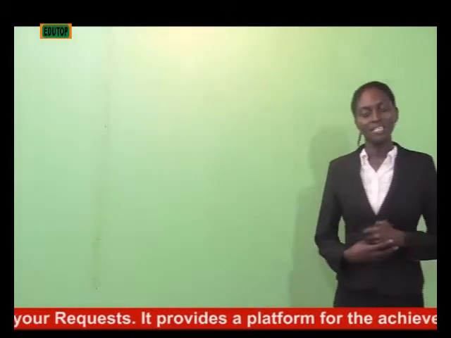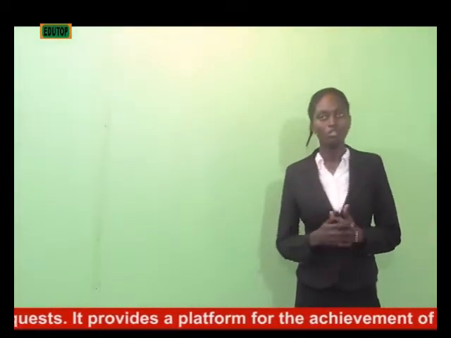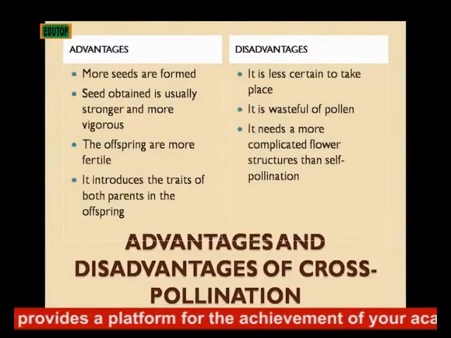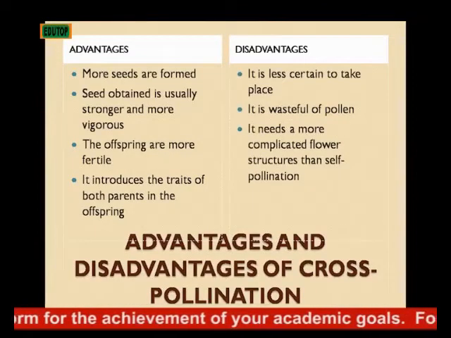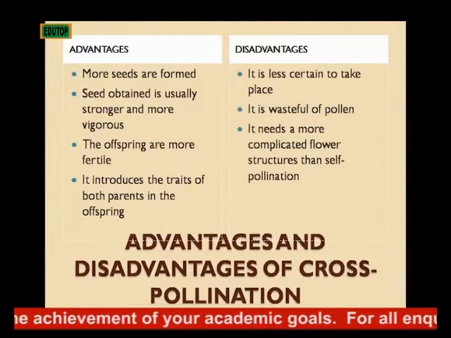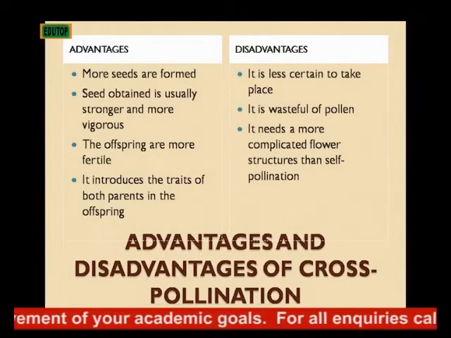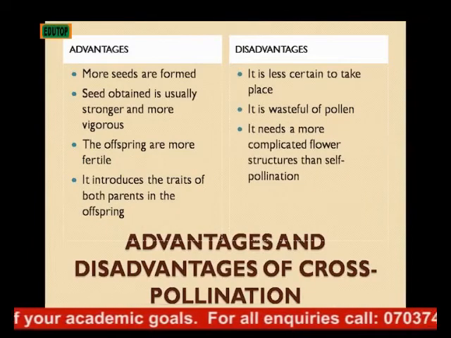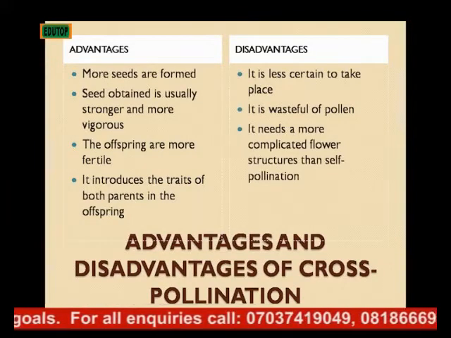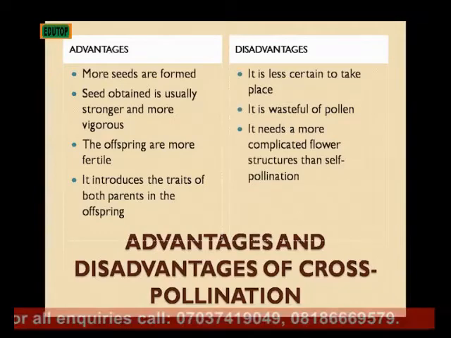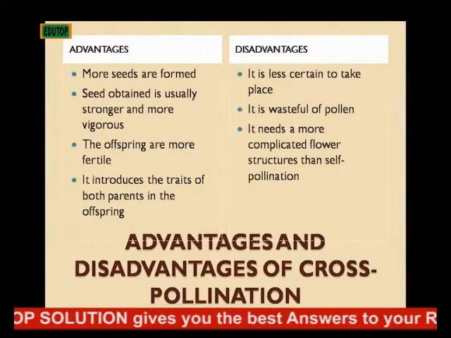What about the advantages and disadvantages of cross-pollination? First, more seeds are formed in cross-pollination. That's an advantage. More seeds are formed. Then the second, the seed obtained is usually stronger and more vigorous, since it's two individuals that are coming together, so they are stronger than the individual parents. That's what happens. Then the offspring are more fertile.